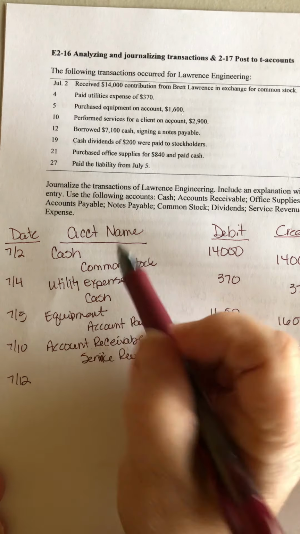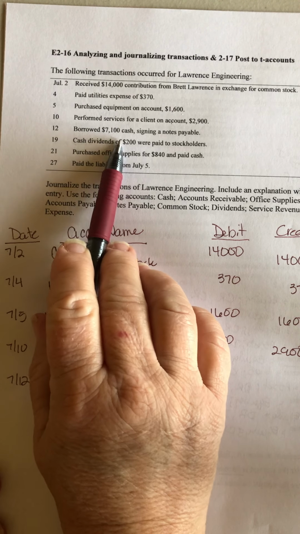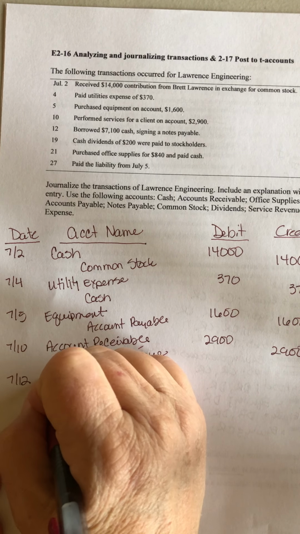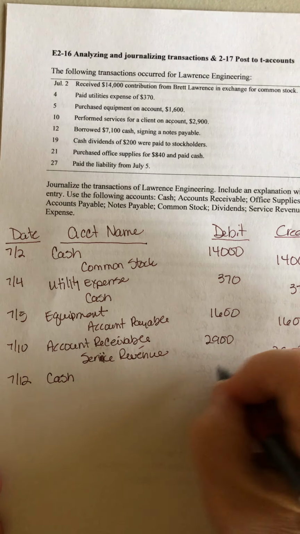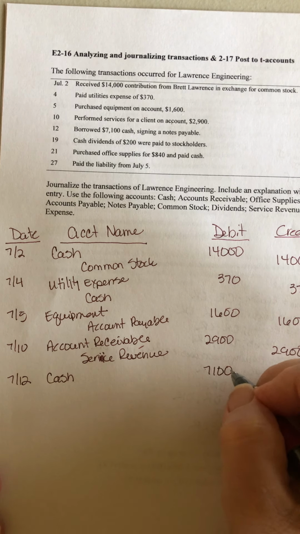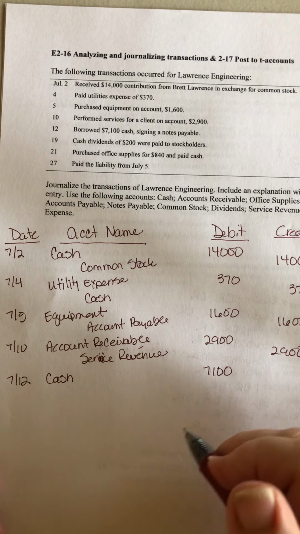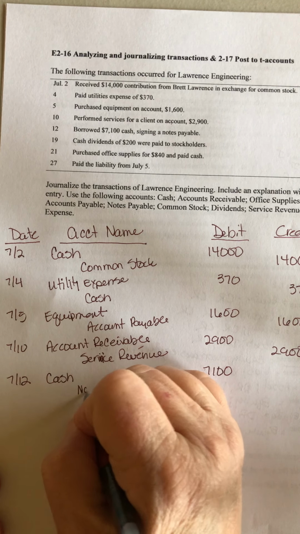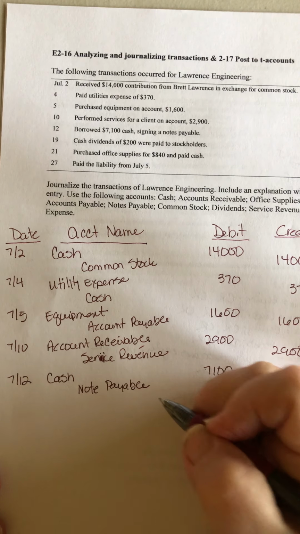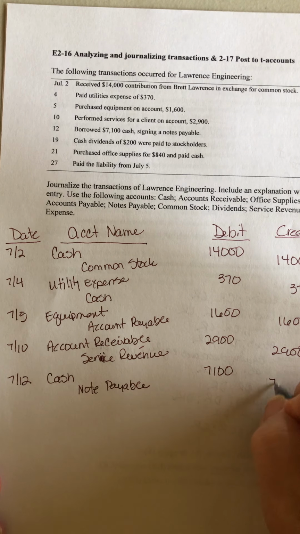All right, on the 12th, I borrowed $7,100 in cash, signing a notes payable. So I borrowed money from the bank. I received cash, which is an asset. It's increasing, and I record an increase to an asset with a debit. I borrowed the money, so it's a liability. It's increasing. So I'm going to credit notes payable to show the increase in liabilities.